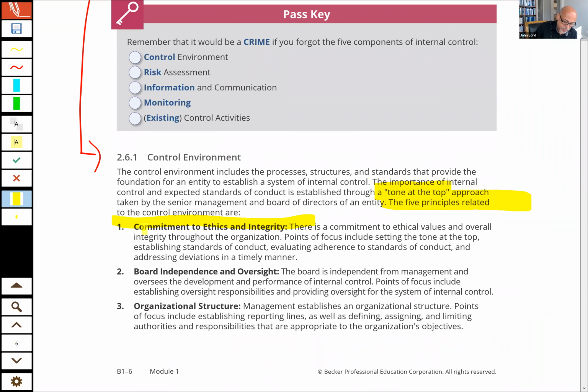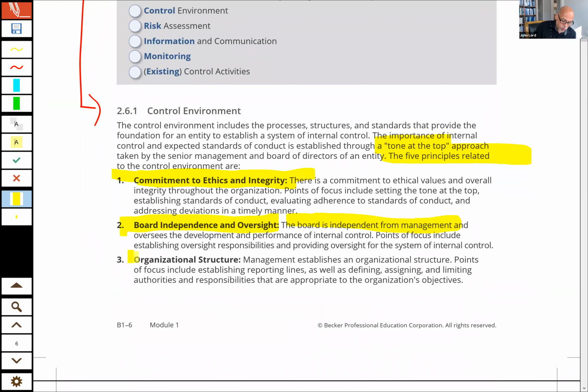Okay, commitment to ethics and integrity. That comes from the top. That comes from the board of directors. Okay, board independence and oversight. So the board is independent from management. Now, you may have some members of the board of directors that are also management, but there needs to be some independence on that board of directors. Organizational structure. Again, we are looking for things like the board of directors establishing an internal audit function or performing that themselves. That says internal audit. By the way, guys, if I write something and you don't know what I wrote, just ask me.